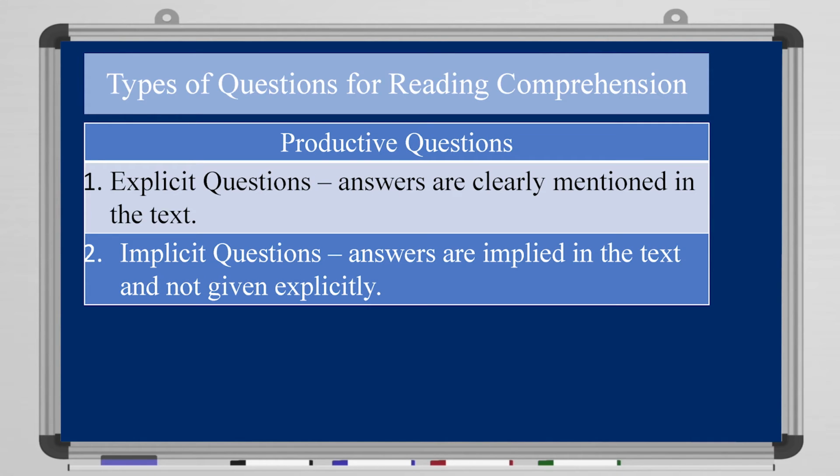With the productive questions, it is 2 types, either explicit questions or implicit questions. With the explicit, the answers are there, clear. With the implicit, you need to understand it.